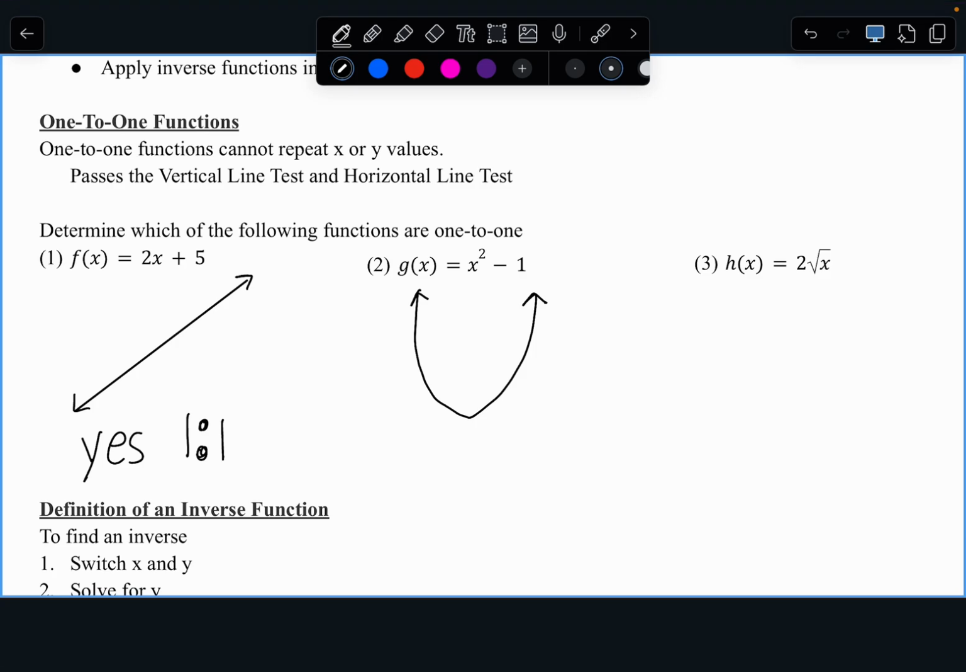This is not one-to-one, because if I put this horizontal line here, it hits twice. For it to be one-to-one, I would have to get rid of half of that graph and only have one part of it. The blue part is one-to-one, but that whole thing is not.